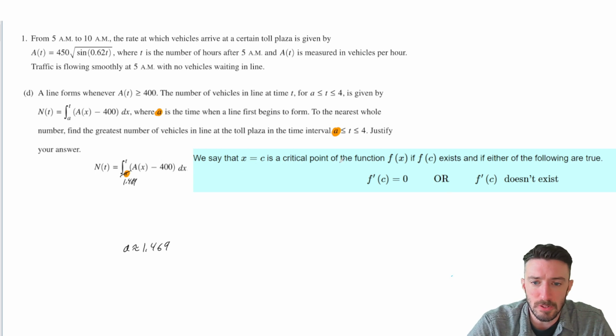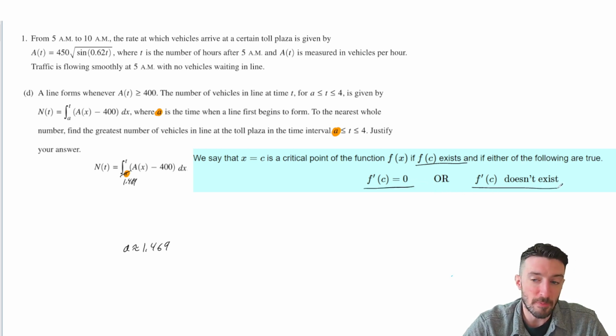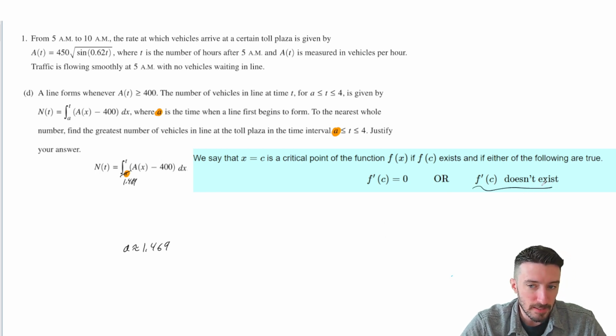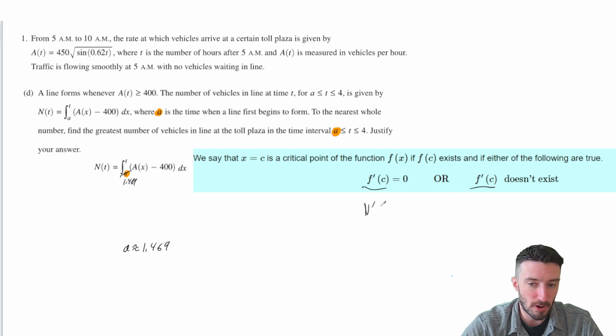We say that x equals c is a critical point of the function f of x if f of c exists and if either f prime of c equals 0 or f prime of c doesn't exist. So f prime of c equals 0, that's the one you're used to, but f prime of c doesn't exist while f of c exists, that is the one that's a little bit more tricky. It doesn't come up as often, but in both of these we need to figure out what f prime is, or in this case n prime.